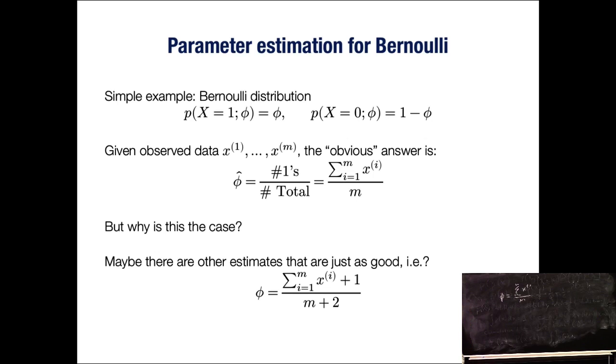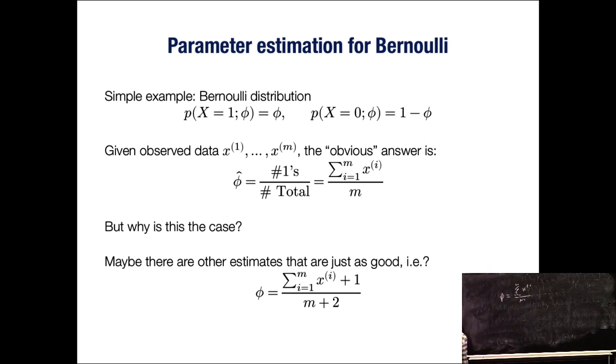Well, actually, it could be a lot of other things too. That one does seem pretty obvious. But if I only have, say, one observed data point, that's probably not the best estimate, because it'll either estimate 0 or 1. Maybe I want to add some smoothing that says, OK, I'm going to add 1 to the numerator and divide by 2 plus the denominator.